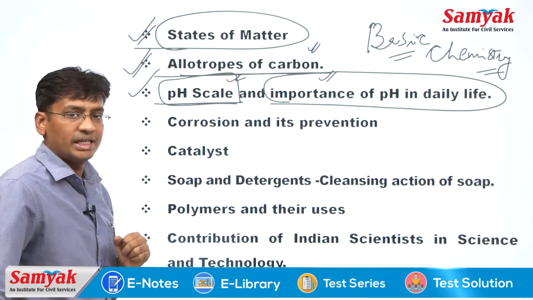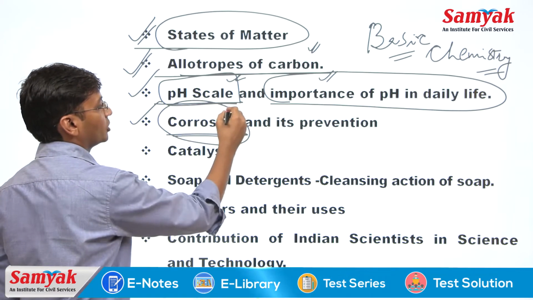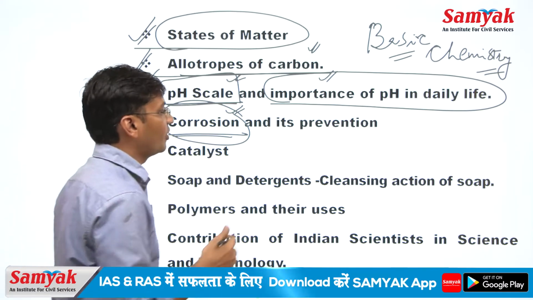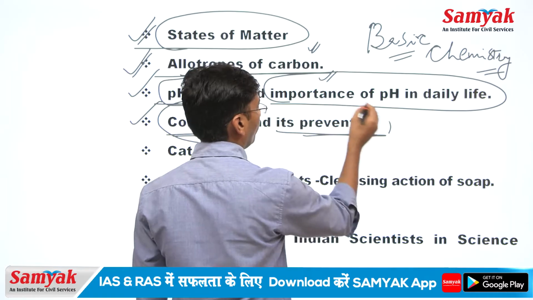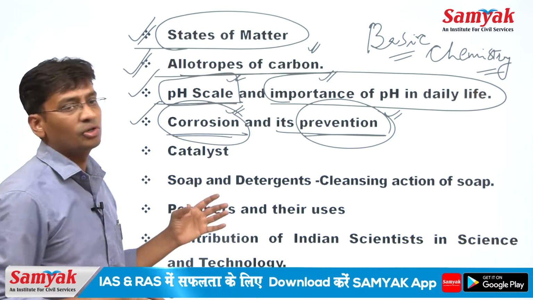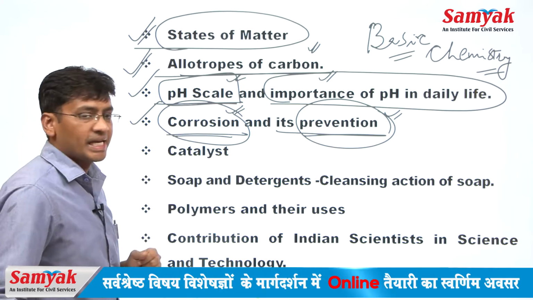The next is the corrosion and its prevention. Okay. Corrosion, what is corrosion? What is the chemical reaction which takes place during the corrosion process, and what are various techniques to prevent corrosion? Okay. So, corrosion का मतलब हिंदी में हम कह सकते हैं जंग लगना, ठीक है. तो जंग लगने को कैसे रोका जाता है? Corrosion and its prevention. Next is the catalyst.